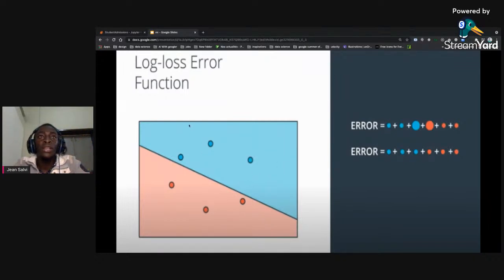But if I draw a line like this, it's going to give me an error like this, too big, red and blue. That means that they are misclassified somehow.